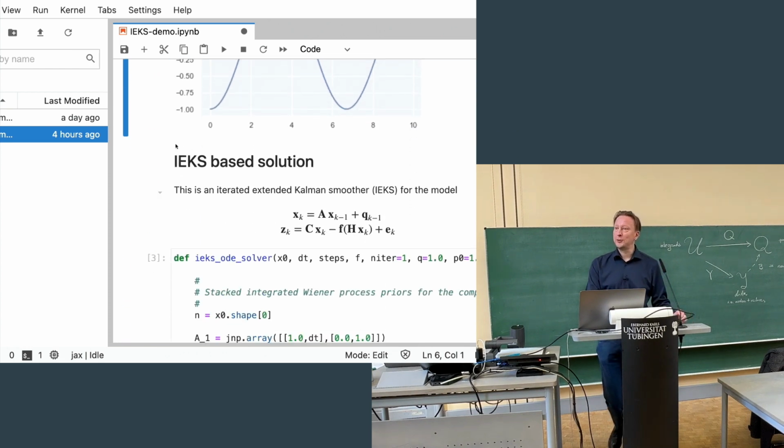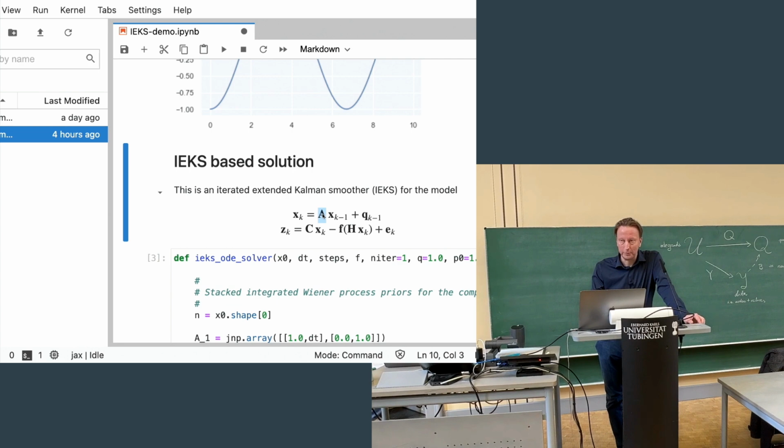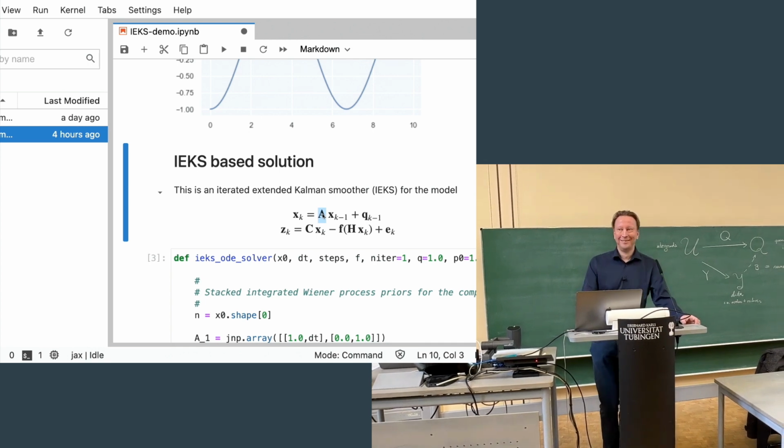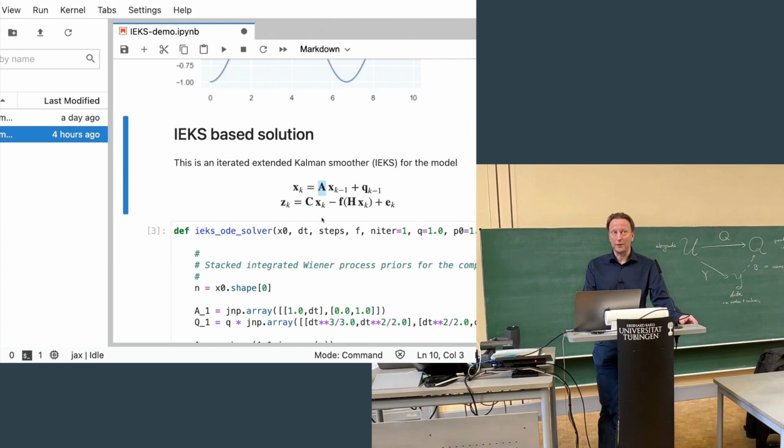Then let's see what the iterated extended Kalman smoother looks like. The model will be like this. First we need to form a suitable Gaussian process prior for it. We will be using integrated Wiener processes. I think that Filip was talking about those a bit yesterday, not the details maybe. It's a certain kind of Gaussian process which is quite suitable for this. You don't usually use that in regression because it's non-stationary, but it's often used in these ODE solutions.